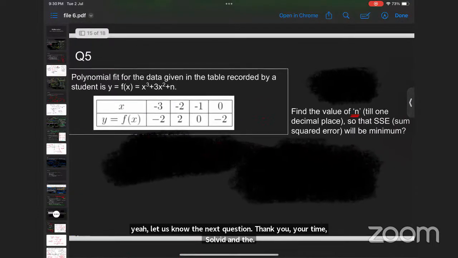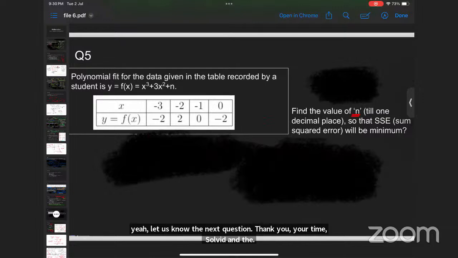Ma'am, what is SST? SSE means sum squared error.